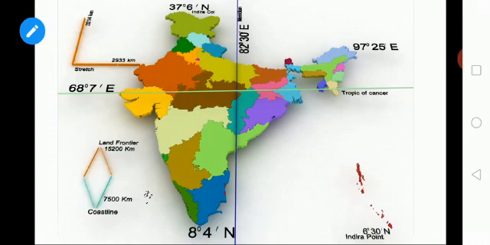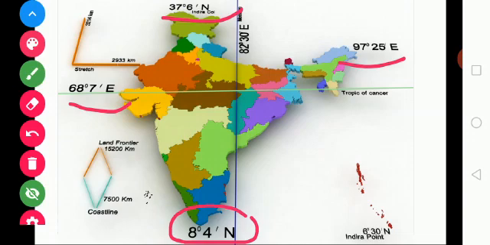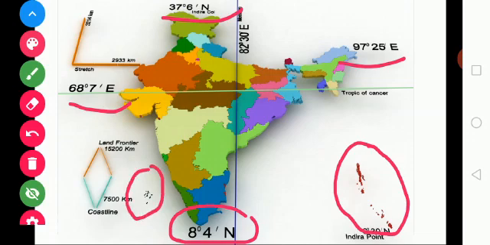So, this slide will help you to understand clearly, isn't it? Could you see the stretch of our landmass, from where it stretches? This is 8 degree 4 minutes north and 37 degree 6 minutes north, okay. It is the tip of the southernmost and the topmost northern, okay. And also east, 68 degree 7 minutes east to 97 degree 25 minutes east, okay. And also you could see these islands, okay. What is this? Andaman and Nicobar Islands, and this one is Lakshadweep Islands, okay. So, this is also a part of our India, okay dear.